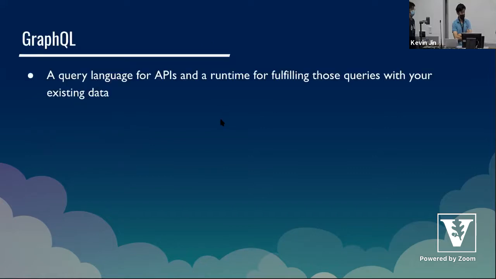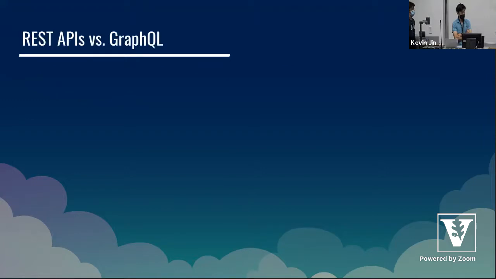So GraphQL is basically a query language for APIs and a runtime for fulfilling those queries with your existing data. I think the easiest way to imagine GraphQL is to compare it with REST APIs. Are any of you familiar with REST APIs? Ish, maybe? All right, well, no worries, because we'll also explain it.